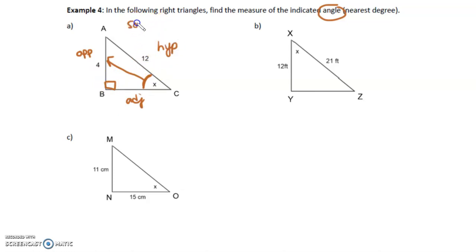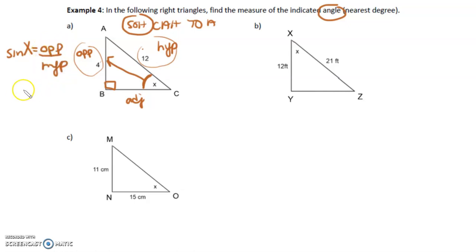So when we write out SOHCAHTOA, we're given opposite, we're given hypotenuse. The trig ratio with opposite and hypotenuse is sine. So we're going to go sine x equals... let's just do general right now. Opposite over hypotenuse. So we know sine x equals 4 over 12.